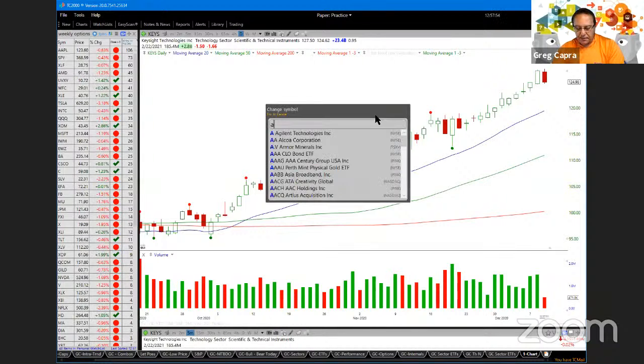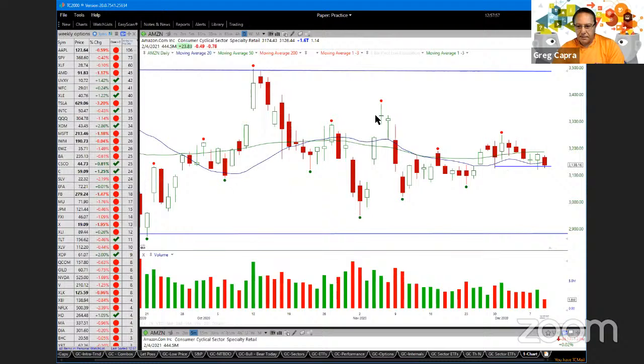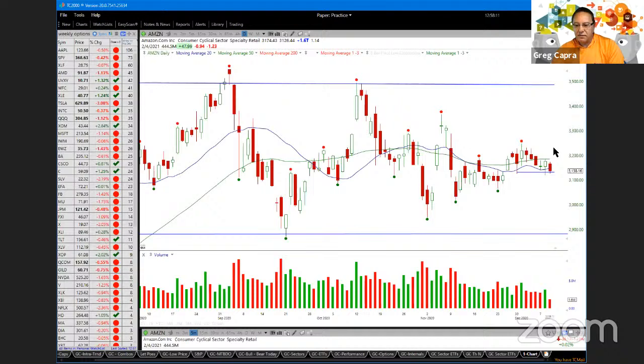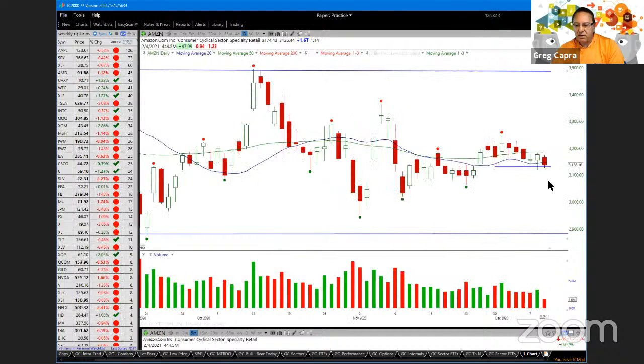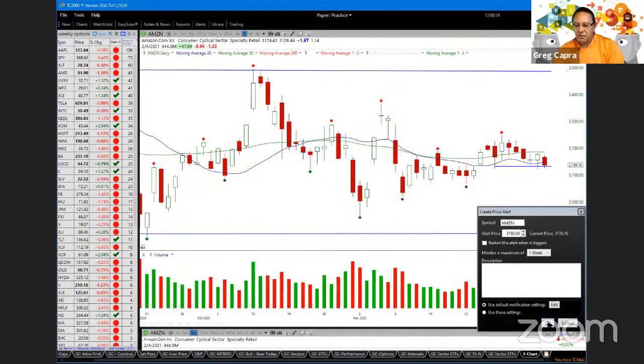Amazon. Let's see if it's a red bar ignored tomorrow. You know, it's just moving sideways here. This, we've got the correction bar. It didn't trigger above the high. But let's see if it turns around. I think I have an alert there. Anyway.